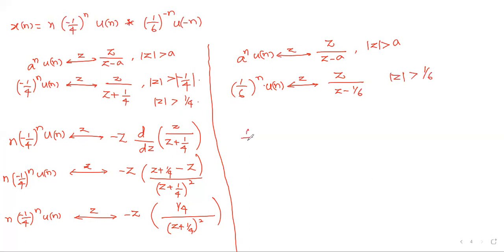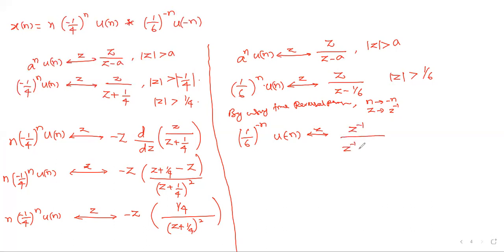Now 1 by 6 whole power minus n, by using time reversal property. Now we are using the time reversal property. 1 by 6 whole power minus n into u of minus n, z transform will be, you remember here, if n you are writing minus n, z will be z power minus 1. That you need to write carefully. So 1 by 6 whole power minus n u of minus n, this will become z inverse divided by z inverse minus 1 by 6. What is the ROC? Z inverse greater than 1 by 6.